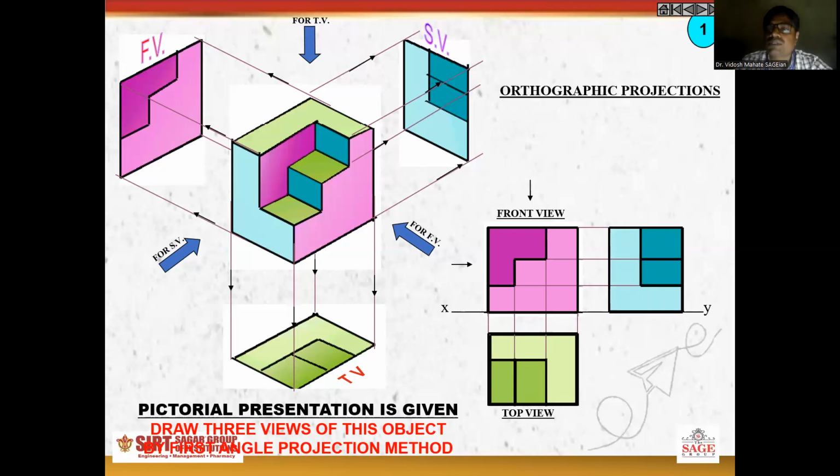In orthographic projection, ortho means right angle, so the projection of the object on the plane at a right angle is known as orthographic projection. In this case, the projectors are parallel to each other and perpendicular to the plane. So this is orthographic projection.